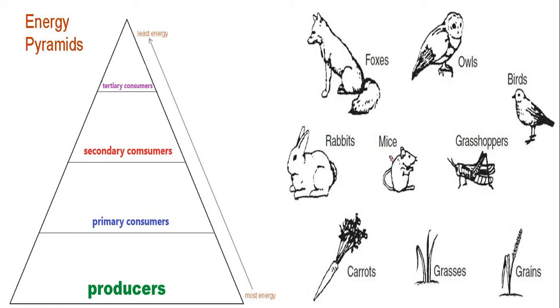So let's look here. I have a pyramid, and we're going to have some organisms, and we're going to make the food web and then place them into the energy pyramid or trophic level. So we have carrots up here. What eats carrots? All right, I want you to pause real quick.